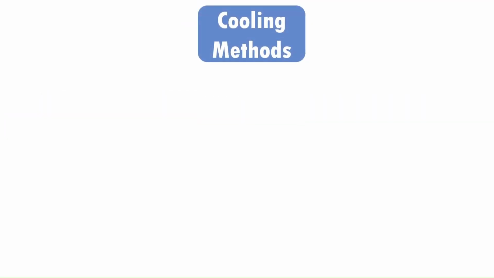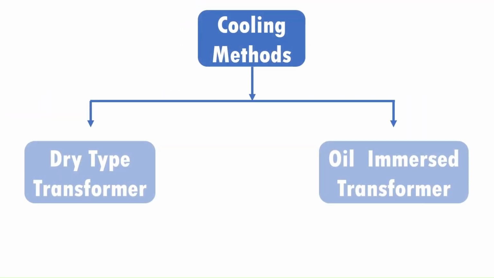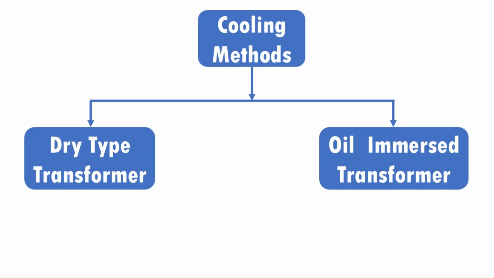Based on the cooling methods used in the transformers, it can be classified as dry type transformer and oil immersed transformer. A dry type transformer is a type of transformer that uses air or solid insulation instead of liquid as a cooling medium. An oil immersed transformer, also known as oil filled transformer or liquid filled transformer, is a type of transformer that uses oil as both a cooling and insulating medium.